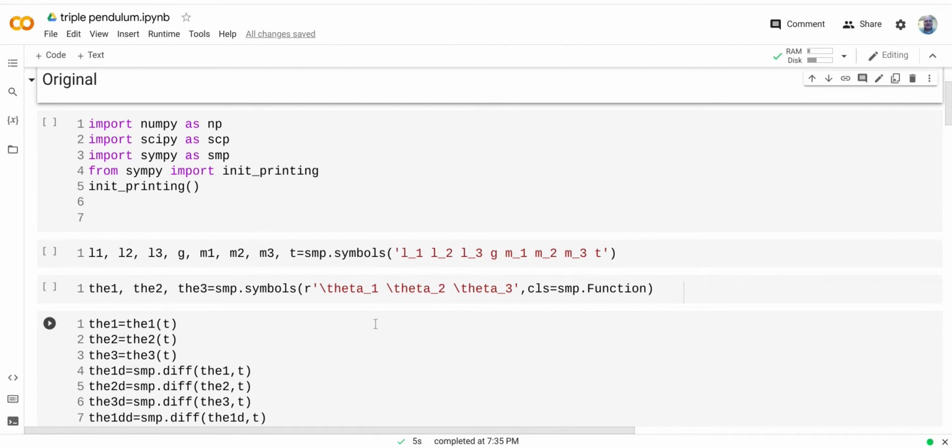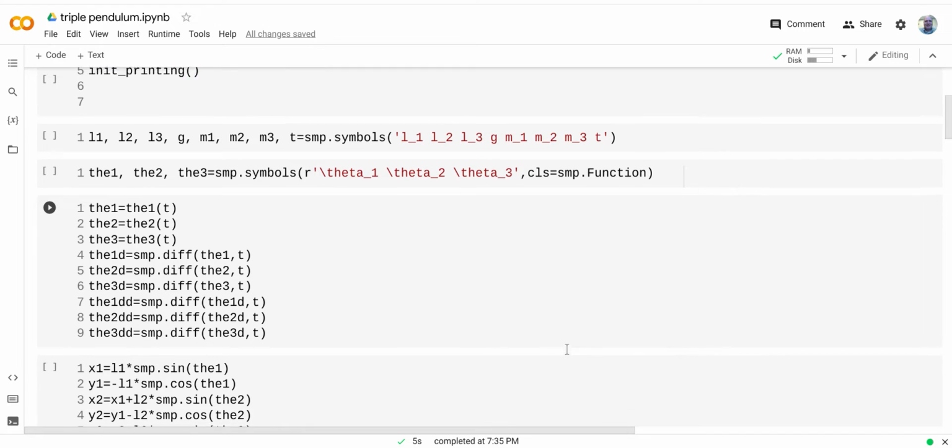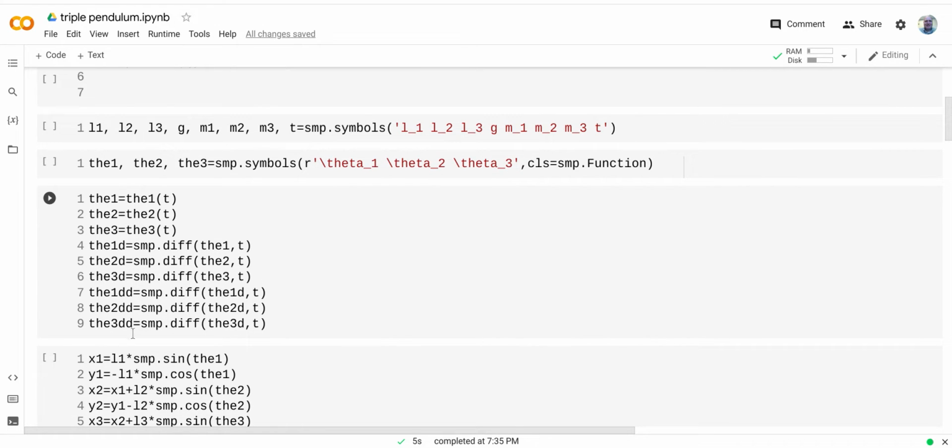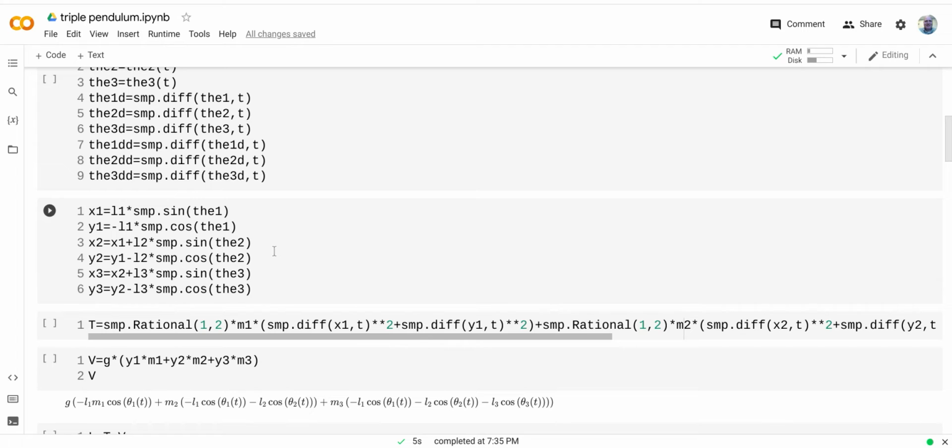That's pretty cool. And then some of the variables, my angles theta 1, theta 2, theta 3, are functions. So apparently, this is how you do that. Then we just have some names to make things easier. So we say that any d means a derivative. This is the first derivative, and these are the second derivatives. We tell it where all of the Cartesian coordinates of the things on the triple pendulum are.